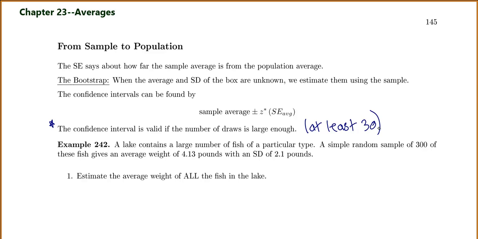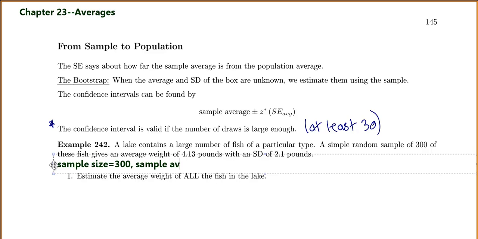In example 242, a lake contains a large number of fish of a particular type. A simple random sample of 300 of these fish gives an average weight of 4.13 pounds with a standard deviation of 2.1 pounds. So as we read through, let's write down what this is actually telling us. So we have our sample size equals 300, and it talks about the average, but notice that's the average for the sample. So this is a sample average equals 4.13. And then also that would be our sample standard deviation of 2.1.